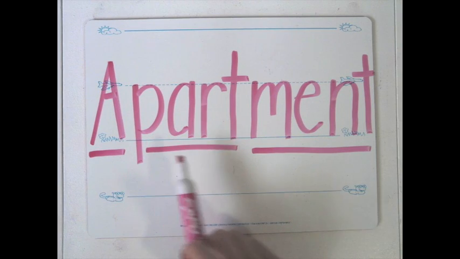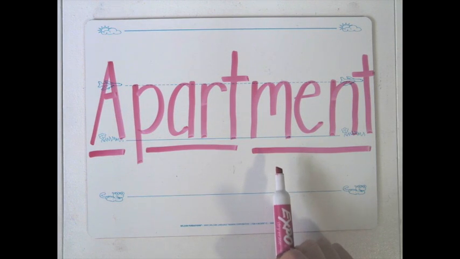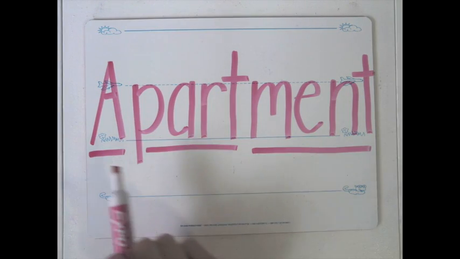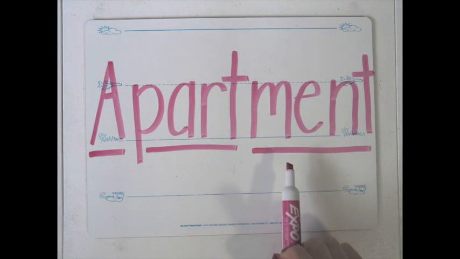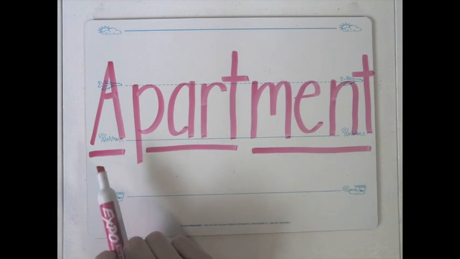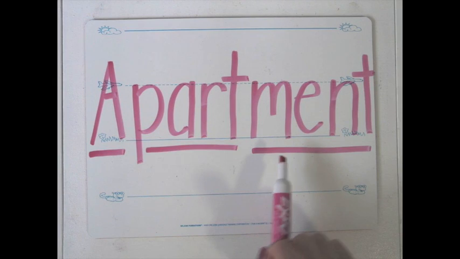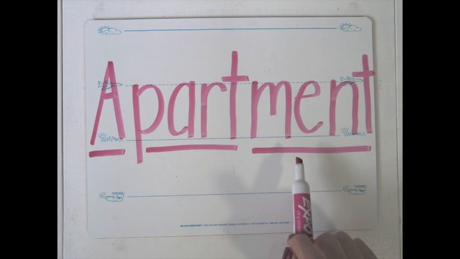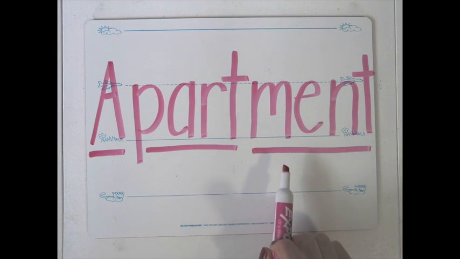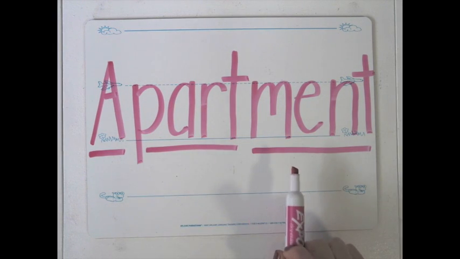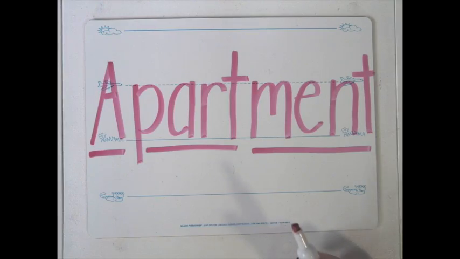A, part, meant. Does that make sense? Let's say it a little bit faster and figure it out. Apartment. Do you see how I found the chunks I knew? I said them slowly, then I said the whole word faster and thought, does that make sense? Let's try another one.